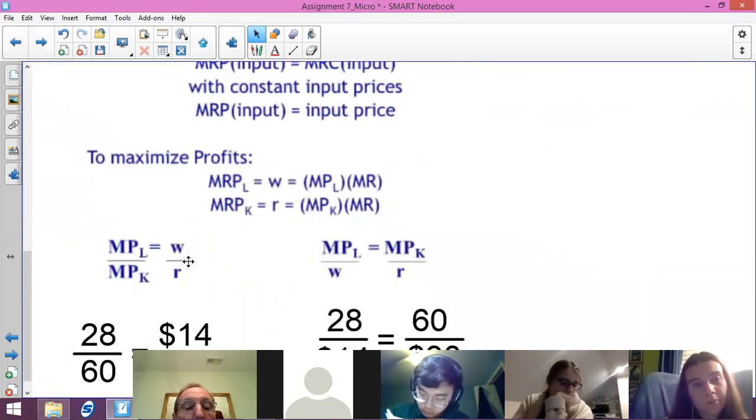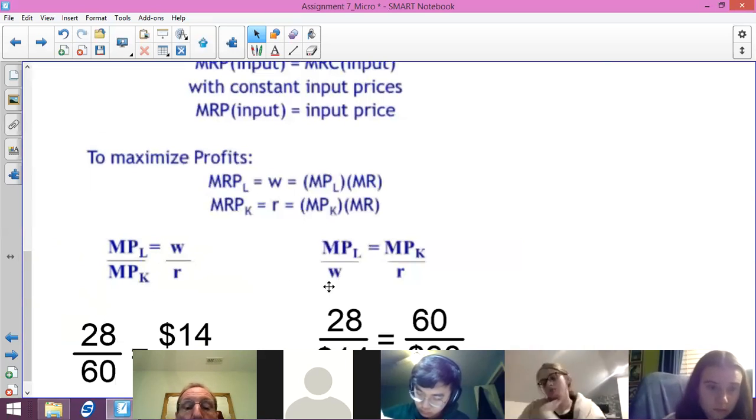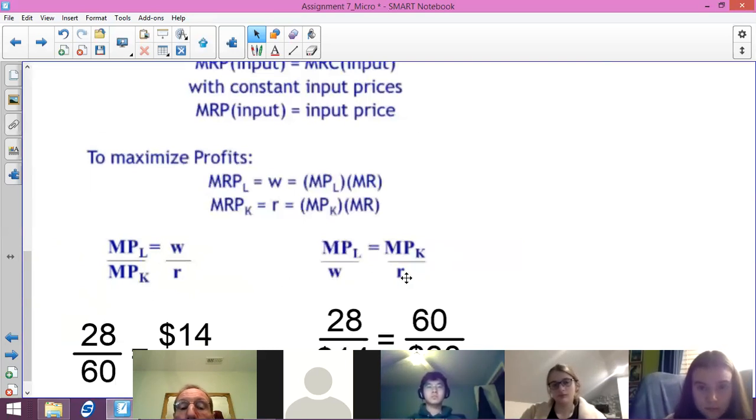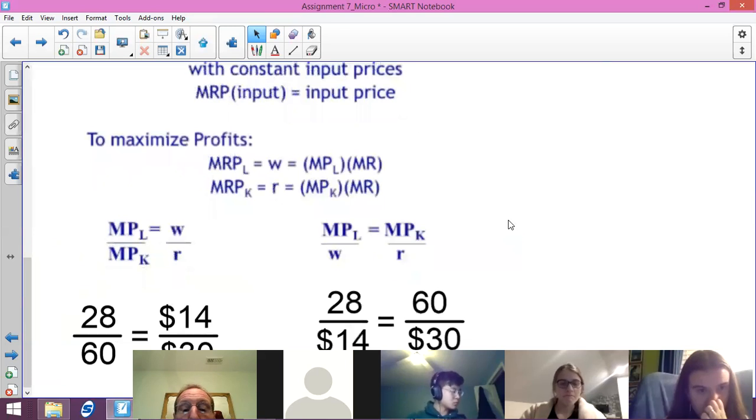We want the ratio of the marginal product of labor over the marginal product of capital to equal the ratio of the wage rate over the rental rate. Or we can say that the marginal product of labor over the wage rate should equal the marginal product of capital over the rental rate, okay? Either one of these will get you to the answer, okay? And we simply plug in our numbers.